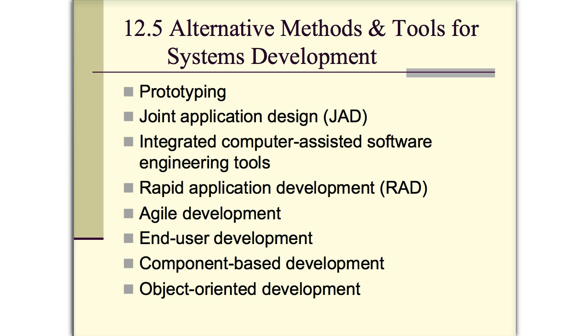There are alternative methods for systems development. Prototyping is where you take the user requirements and actually build what's called a prototype, or a model of the system. You use prototypes to get user feedback. So the managers, you show them the prototype, you get feedback.